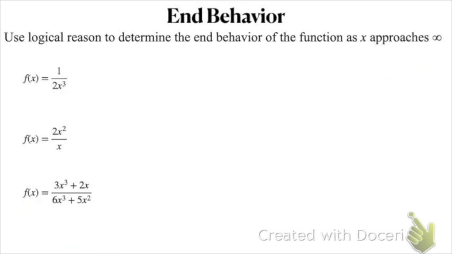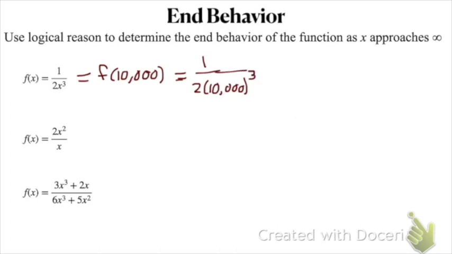All right, now we're going to use logical reasoning to determine end behavior of a function as x approaches infinity. So here we have f of x equals 1 over 2x cubed. If you think about this logically, if we put in a very large number for x, let's say I put in 10,000. We're actually heading to infinity, but what if I put in 10,000? We're going to have 1 over 2 times 10,000 cubed.